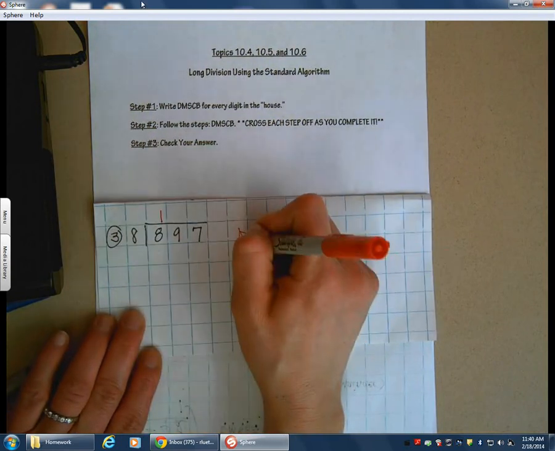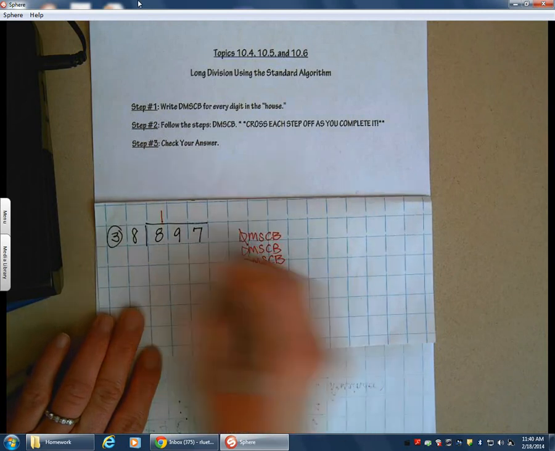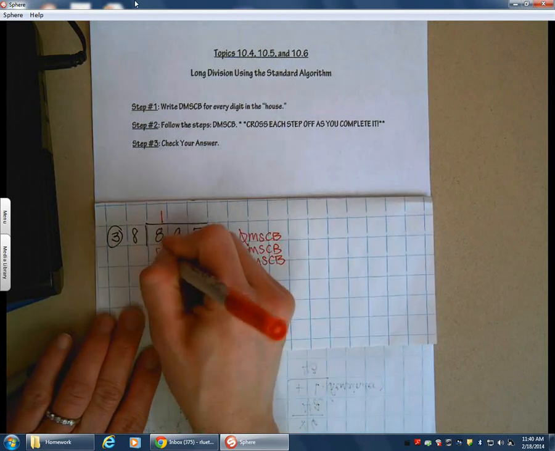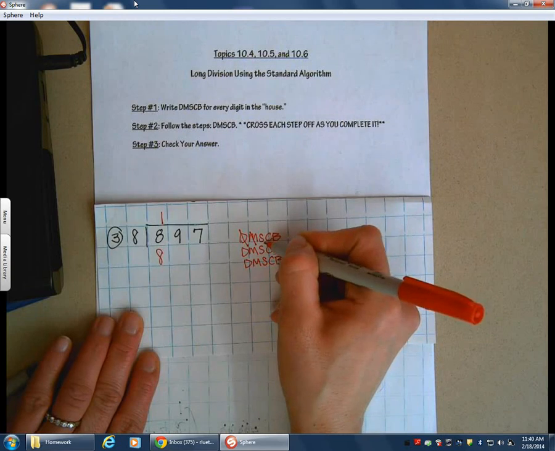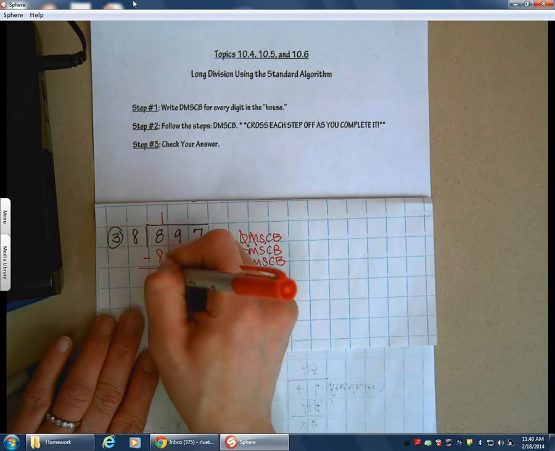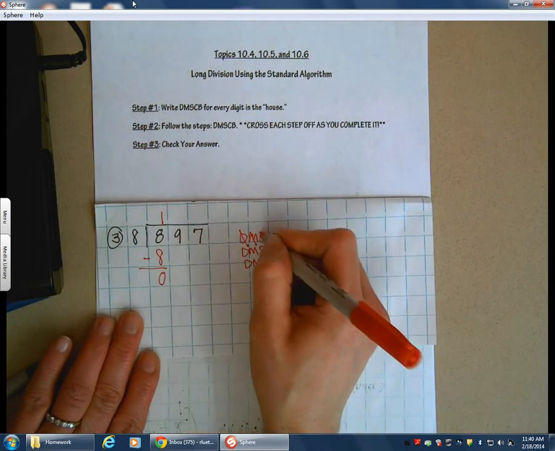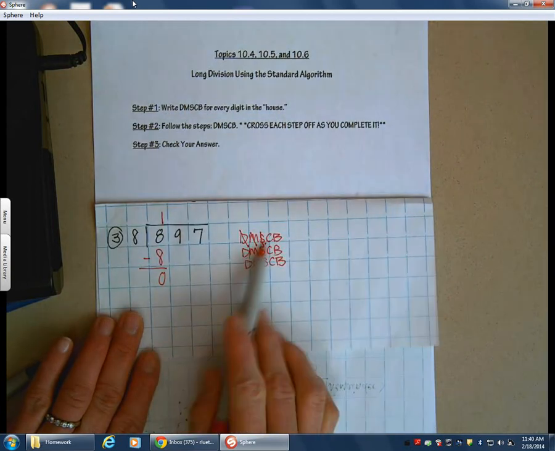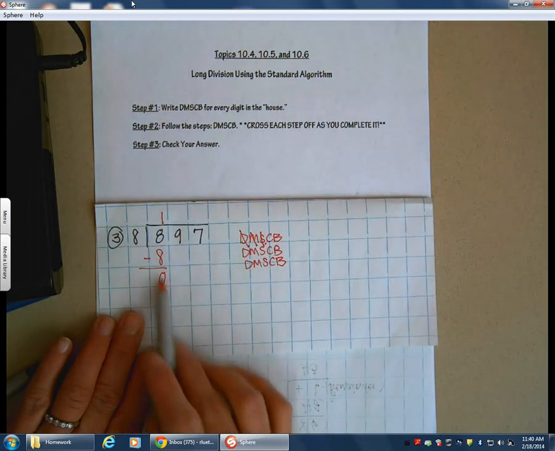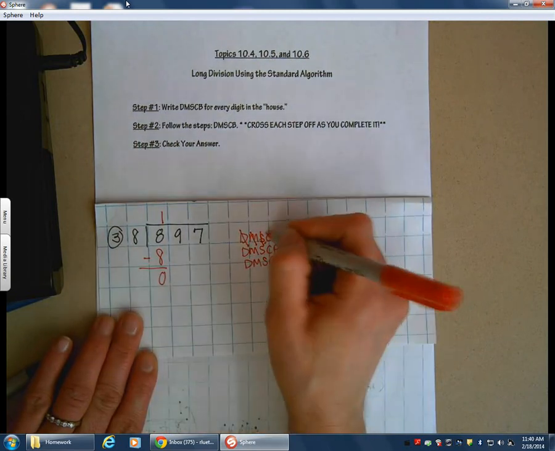Cross it off. Now I multiply. 1 times 8 equals 8. Cross it off. Now I subtract. 8 minus 8 is 0. Cross it off. I have to compare. 0 is less than 8, so now I can keep going.